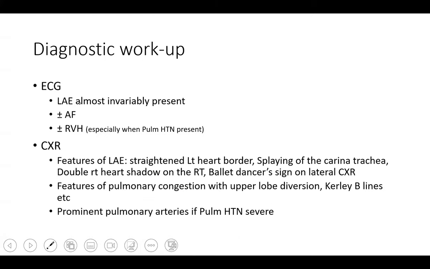So when we want to do our diagnostic workup, of course, we will do an ECG, which we will see in almost all patients.